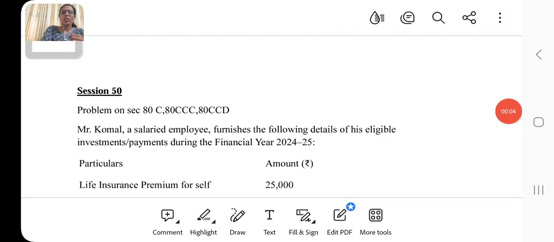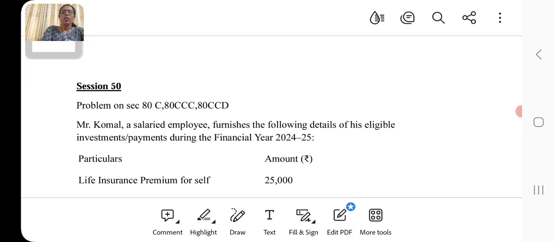In this video, let us work out one simple problem on deduction under section 80C, 80CCC and 80CCD. So here, after going through the last video lecture, I hope you understood which all are the investments or payments eligible for deduction under section 80C.